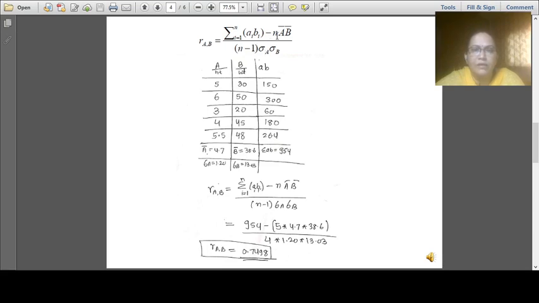Now what is the n in this case? How many rows or how many tuples are there? There are total 5 rows. Therefore the value of n will be 5. A bar and B bar, the mean of the A column is 4.7, and the mean of the B column is 38.6. So this value is calculated.